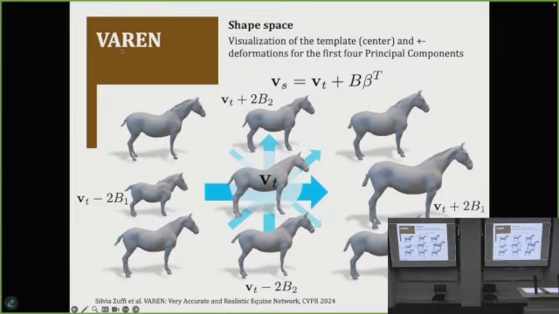For Italians, this has a lot of meaning. Varenne is the most famous horse in Italy. It was really a champion. It's written Varenne with also another N and E. But this here stands for very accurate and realistic equine network.